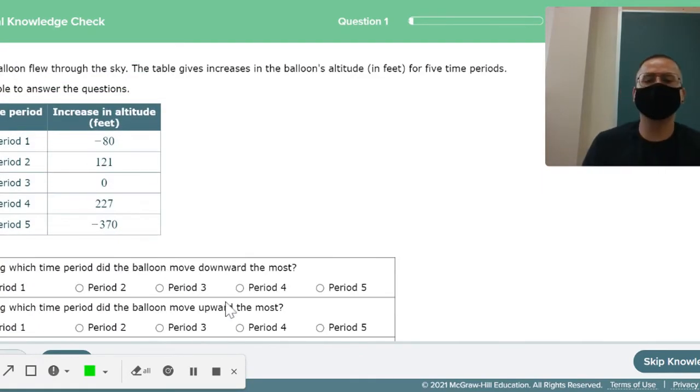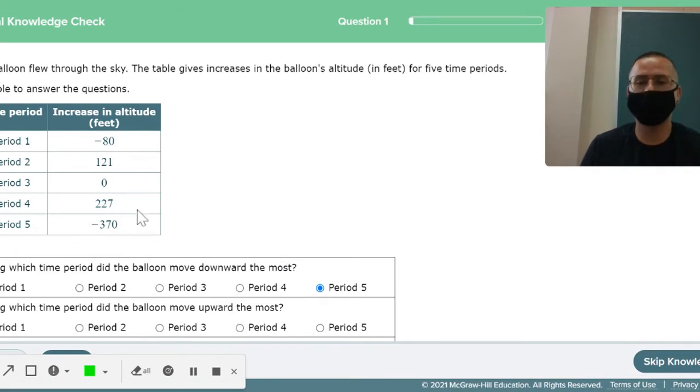So which period did the balloon move downward the most? Well, from 4 to 5, we went from positive 200 to negative 300. That's like 500. That's more than the other time it went down, which was right here. So during which time period? So it'd be 5.